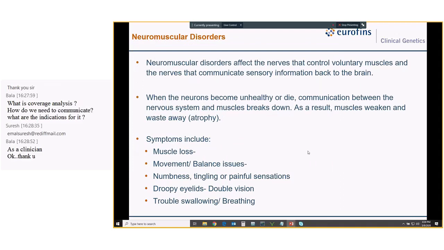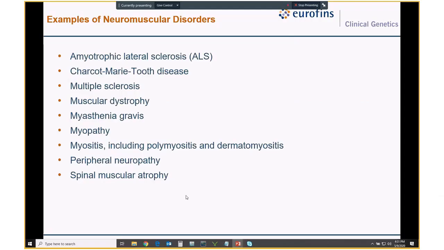So coming to neuromuscular disorders, of course, these are disorders which affect the nerves which generally control the voluntary muscles and also sensory information. So when these neurons are affected, you get the following disorders where there's muscle loss, issues in movement, and so on and so forth. These are some examples of neuromuscular disorders. I would not spend more time on this. I would go more into the case studies.